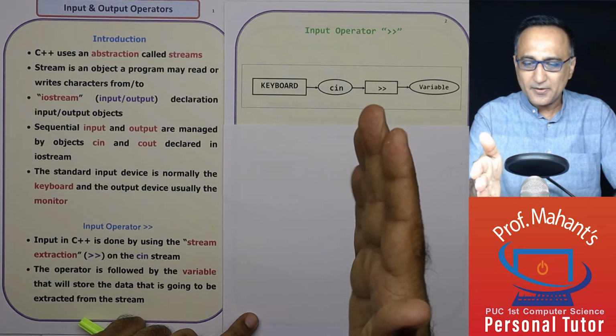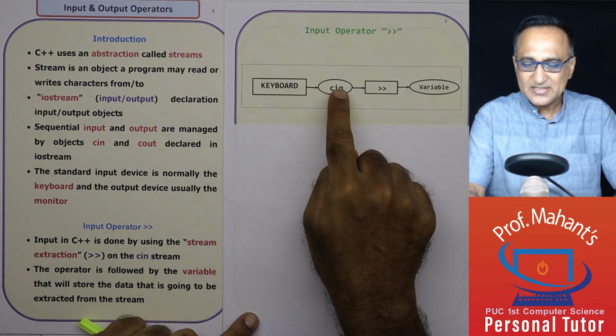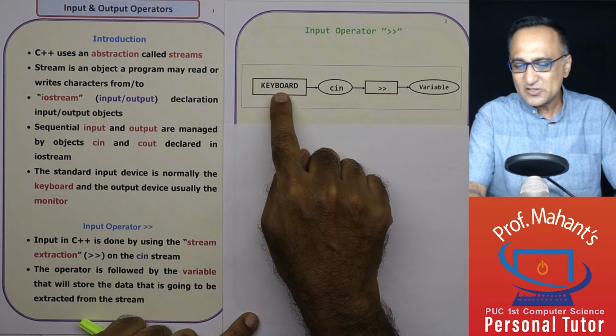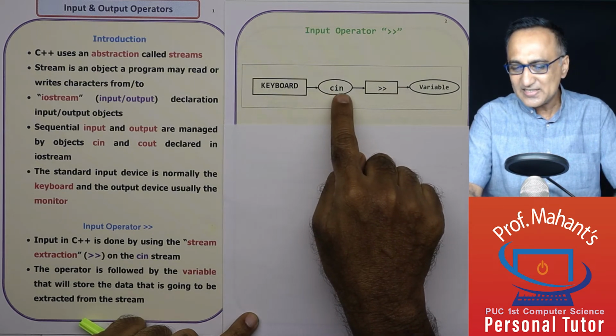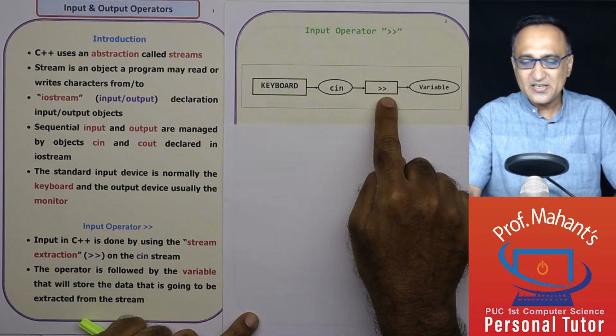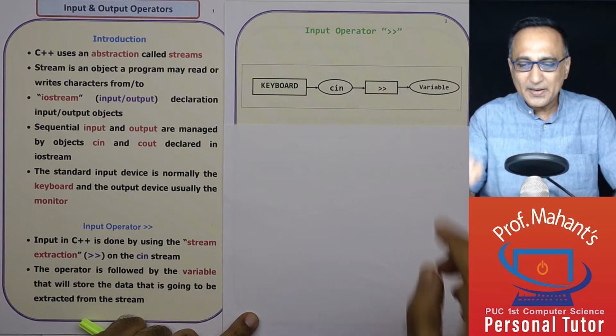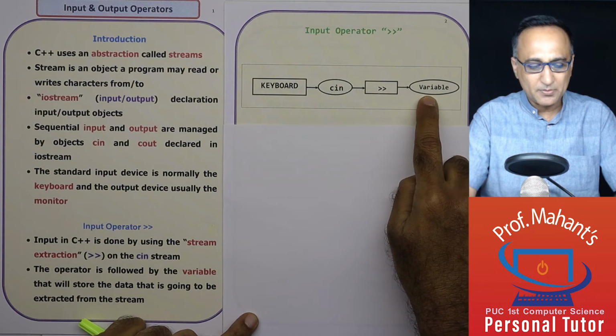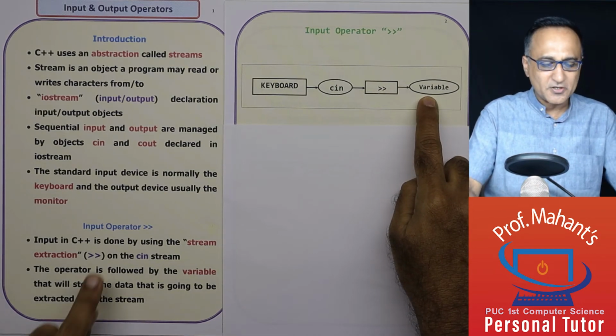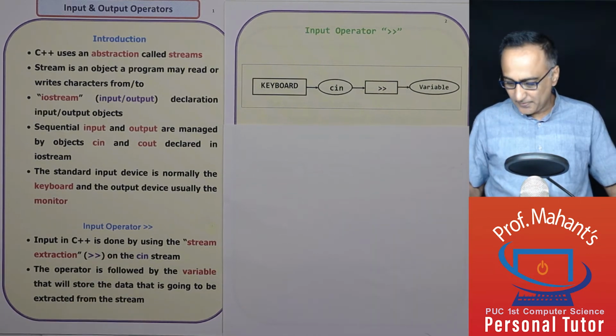Let me make it very clear. This is the keyboard. Cin talks to this, gets all the data that is typed as a series of characters here. This input extraction operator extracts that data one at a time and stores it in the variable. So this is the function of the input operator.